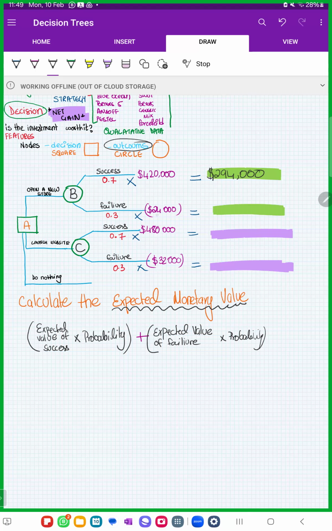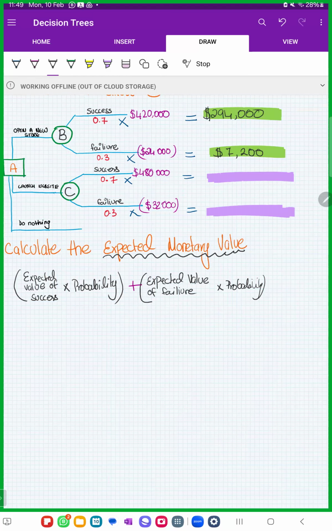0.3 multiplied by 24,000 is 7,200. Yes. Okay? Then launching website success. 0.7 multiplied by 480,000. 336,000. Okay? What about the next one? 0.3 multiplied by 32,000. 9,600. Okay.